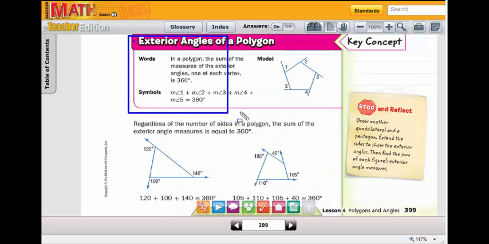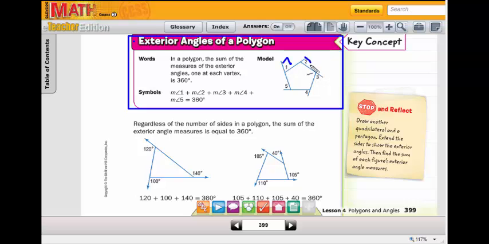Okay, we've got another concept that probably, in fact, definitely ought to be on your gold sheet and in your notes. So let's take a look at this for a minute. Exterior angles of a polygon. So we're talking about these angles here. If you extend one of the sides, what is this angle measurement? And basically what we're going to talk about is the total of all those angles.